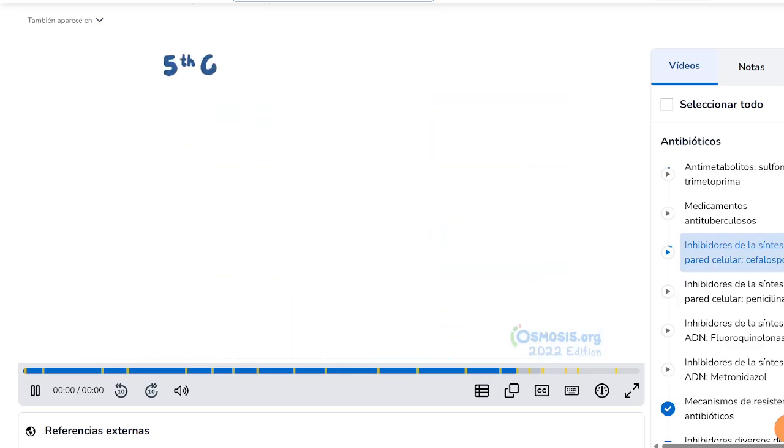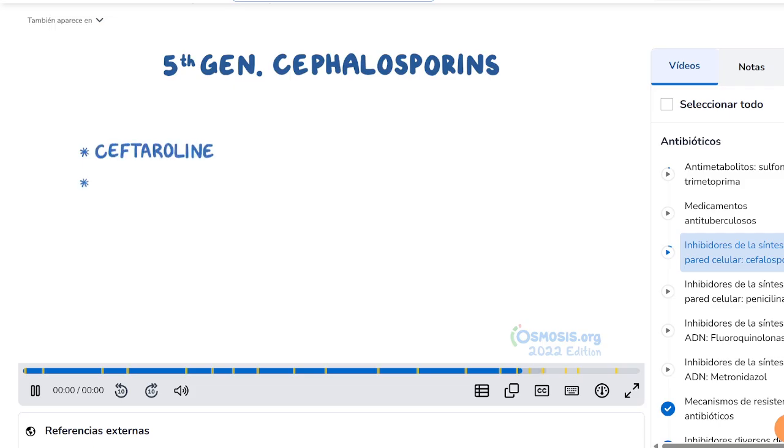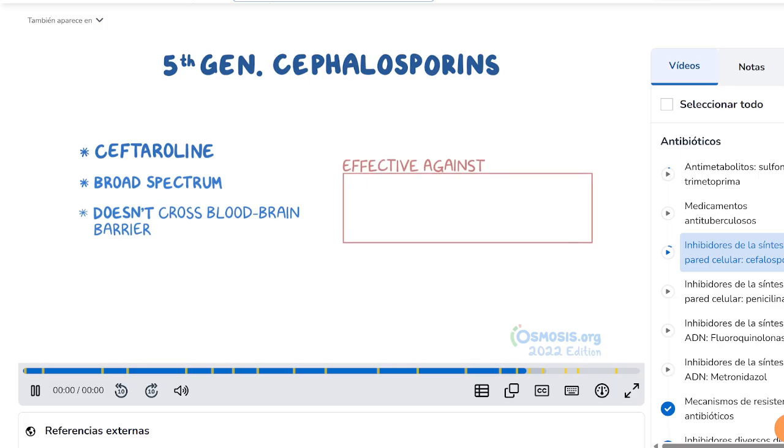Finally, we get to the 5th generation of cephalosporins, and the main medication in this class is ceftaroline. This is also a broad-spectrum antibiotic, but it does not cross the blood-brain barrier. This medication is very important, since it's the only cephalosporin that can treat MRSA.